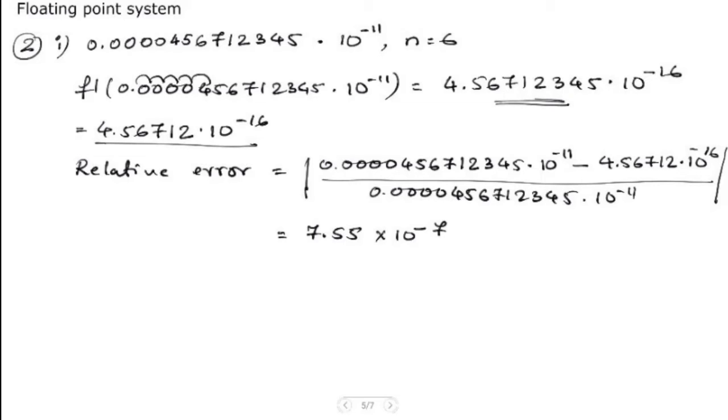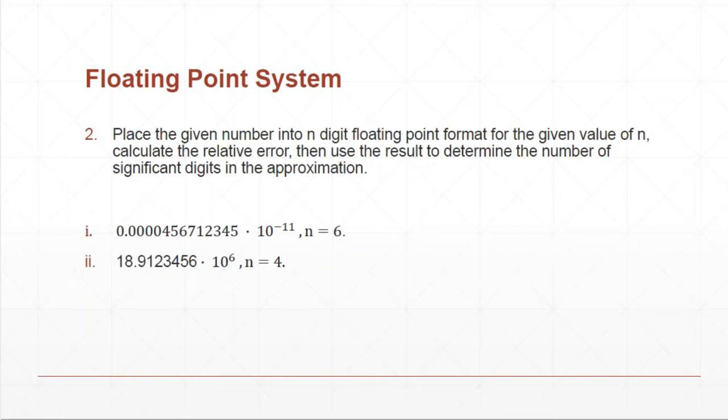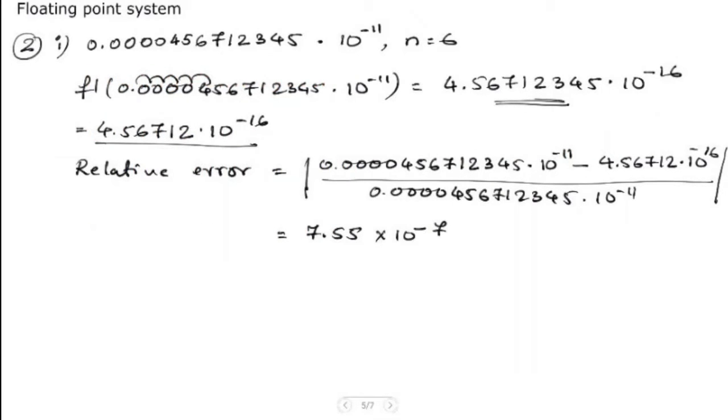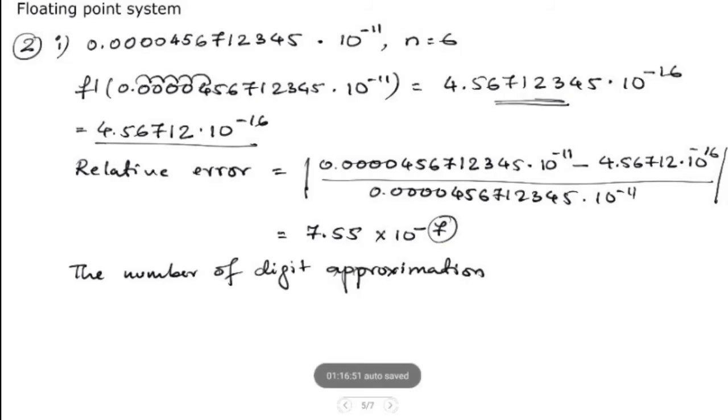So the question asks us to determine the number of significant digits in the approximation. So that we can do from the relative error here. So the 10 to the power, it's minus 7. So we just take the 7, the integer value, and we can say that the number of digit approximation is 7.